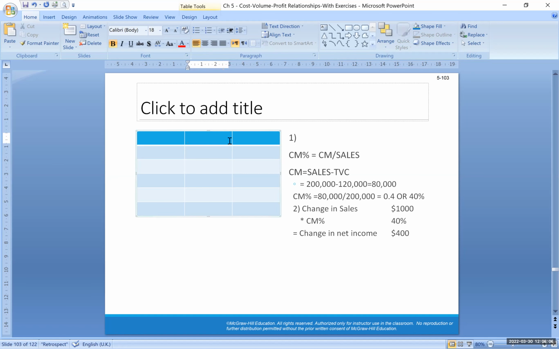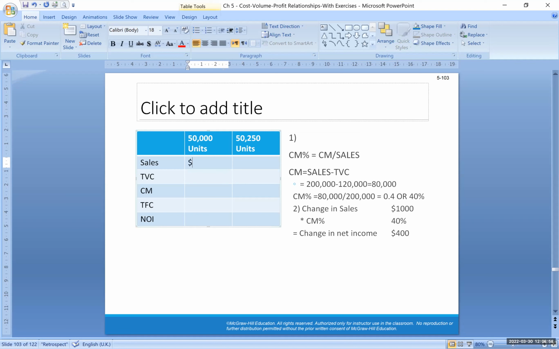The original information for the company, we do have $200,000 for sales, 120 for variable costs, 80 is the contribution margin, 65 is the fixed cost, and the net operating income will be 15,000. Now, if we change to the new level, 50,250, what will be the sales?